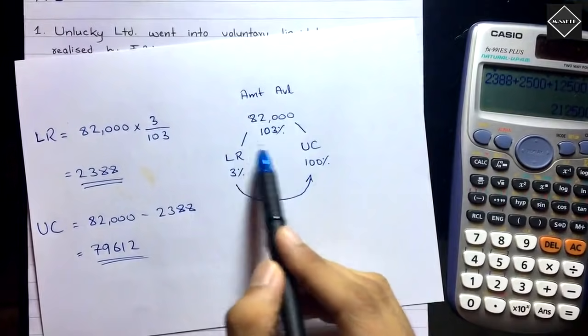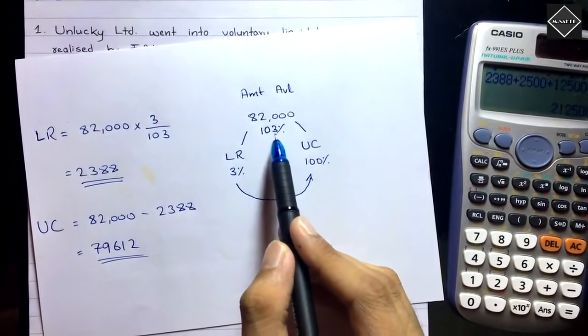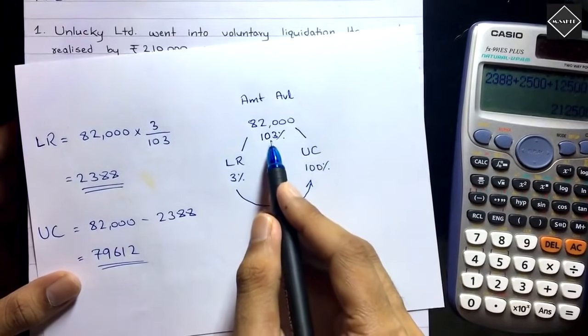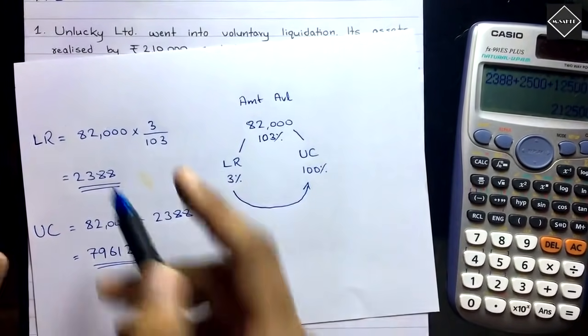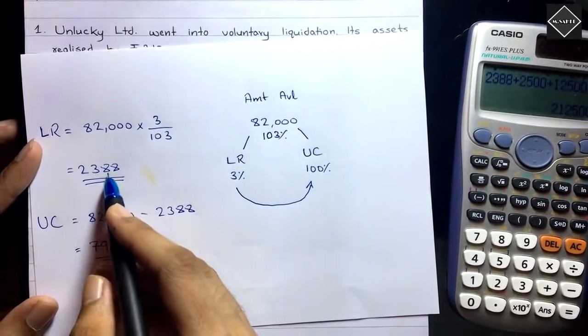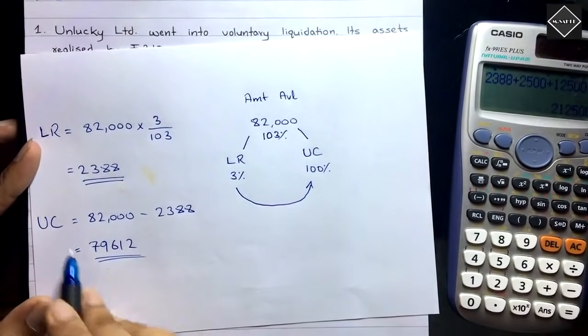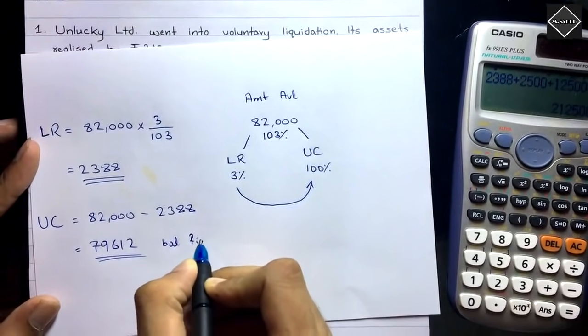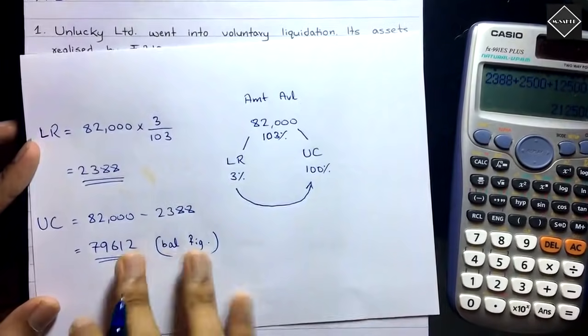Of course that is the 103%. If the liquidator remuneration was 5%, with 100%, then it will be 105%, like that. Then you have to do this calculation, rate divided by 100 plus rate, and subtract this from the 82,000. You will get the unsecured creditor as a balancing figure. That's how you do it.